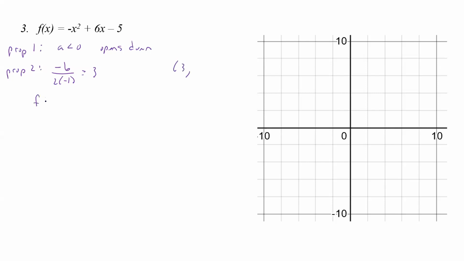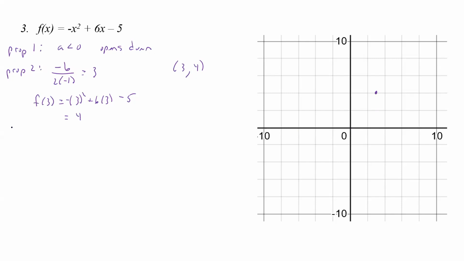Now we have f of 3. So that's negative 3 squared plus 6 times 3 minus 5. So it's negative 9, plus 18, minus 5. And so that looks like it's going to be a 4. And so that's our vertex. So 3, 4: 1, 2, 3, and 1, 2, 3, 4.